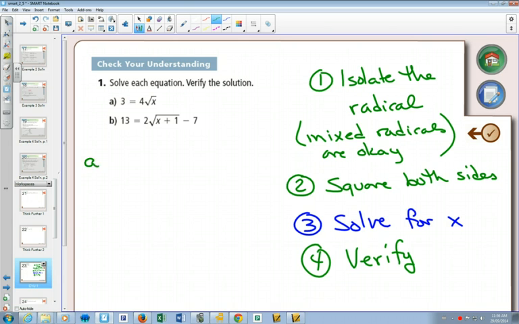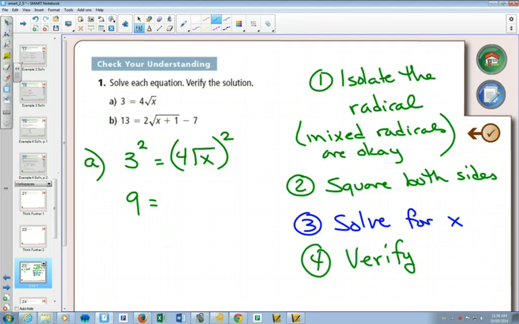So for A, is the radical all by itself, or mixed radical all by itself on one side? Yes. On the one side, we have a square root. There's no adding numbers after it. There's no subtracting numbers. We've got just a mixed radical all by itself on the right side. So we can start by squaring both sides. Now, when we square the right side, remember squaring is multiplying by itself. Now, 3 times 3 is just going to be 9.